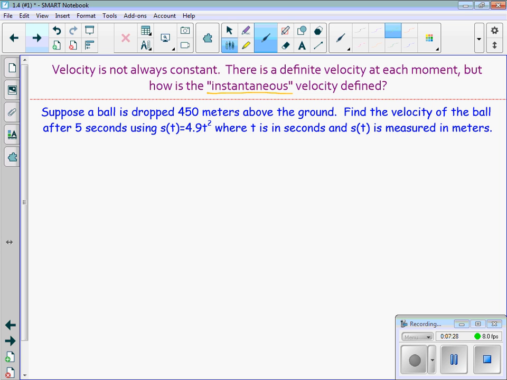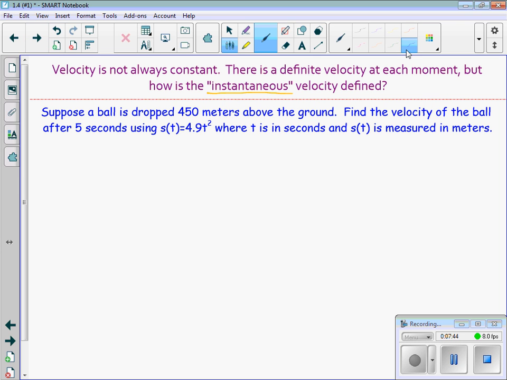So here we've got, suppose a ball is dropped 450 meters above the ground. Find the velocity of the ball after 5 seconds. So I want what the instantaneous velocity is. I know we know shortcuts, but we don't know shortcuts yet. Okay, we're not doing the shortcuts.